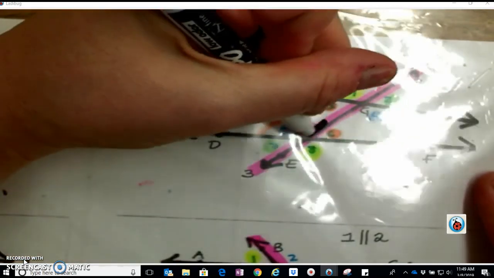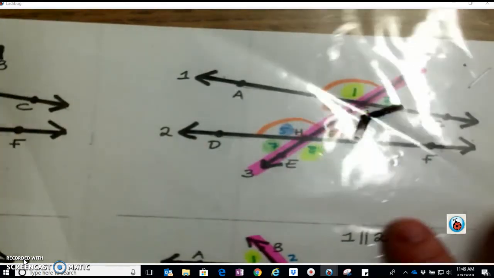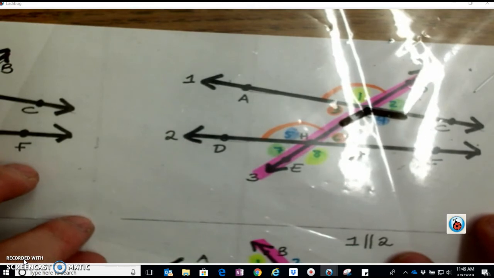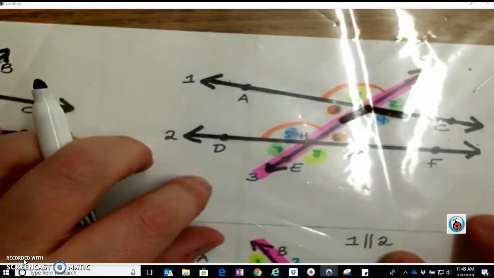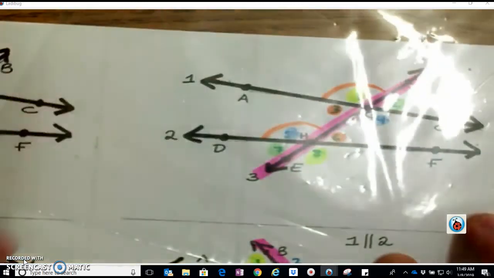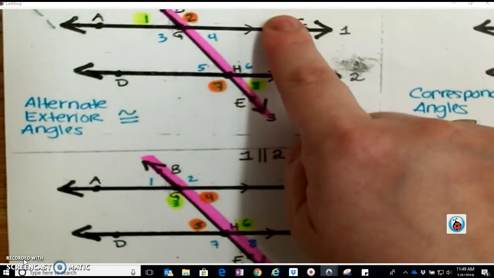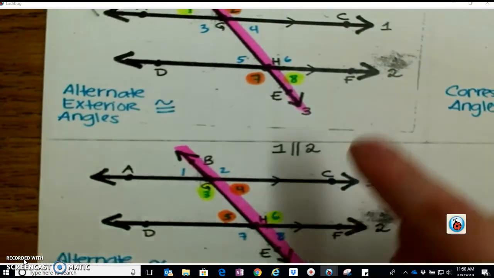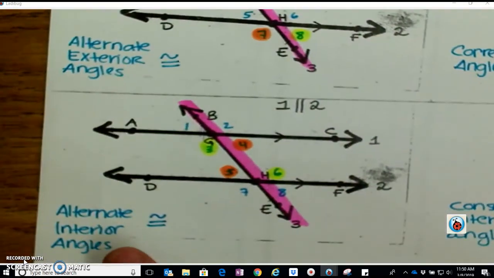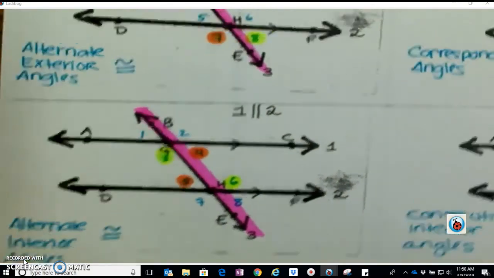All right, let's see. What about 4 and 5? Let's trace those. I need a skinnier marker. Again, because of the thickness, you can't really see through that it's off by ever so slightly. So the point is that these relationships that we're looking at only work if they're parallel lines. So exterior angles, without a doubt, are going to be congruent if you have parallel lines. If you have parallel lines, interior angles will be congruent.